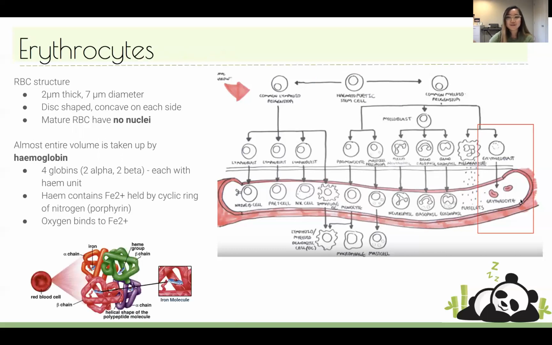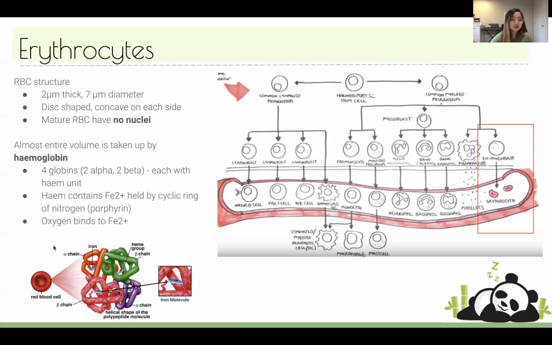Erythrocytes. So they're just your red blood cells. You have a little bit of what they look like. So they're 2 micrometers thick, 7 micrometers in diameter. I don't think you have to remember that. Remember that they're disc-shaped and concave on each side. And mature red blood cells have no nuclei.